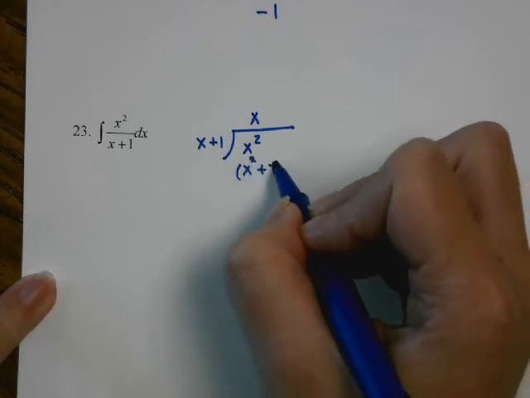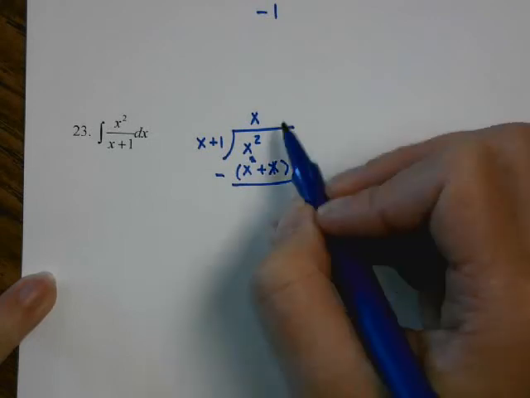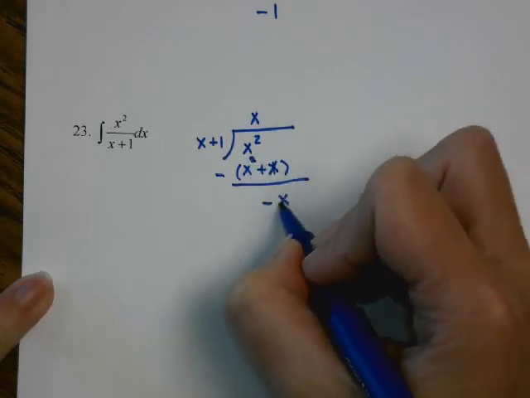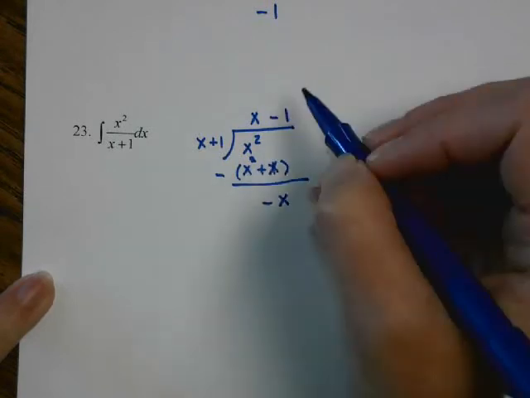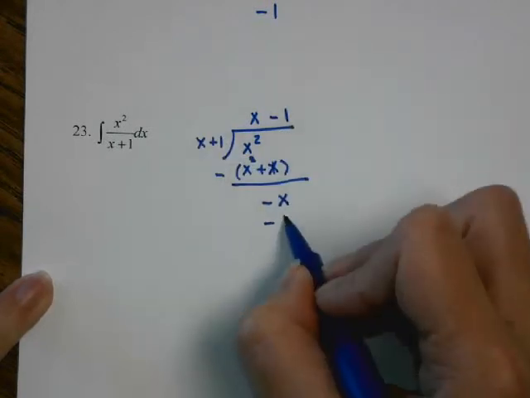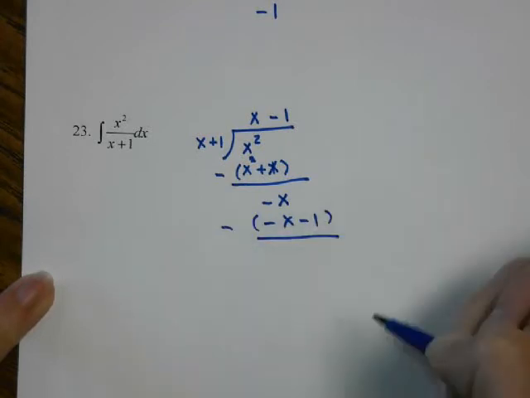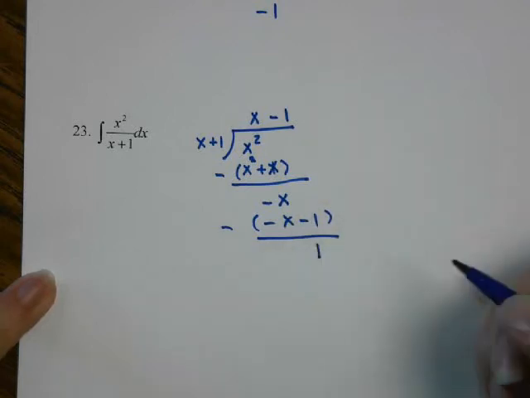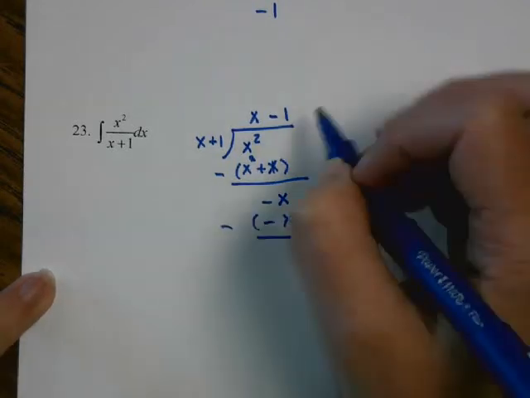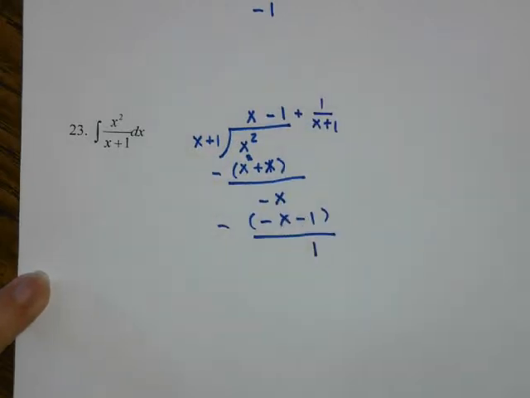X squared plus x. So x squared minus x squared is 0. 0 minus x is negative x. So what would we multiply x by to get negative x? Well, minus 1. So we'll do this again. So we're going to have negative x minus 1. Subtract. So we're going to have 0 minus a negative 1, which is going to give me a positive 1, and that's going to be my remainder. So plus 1 over x plus 1.